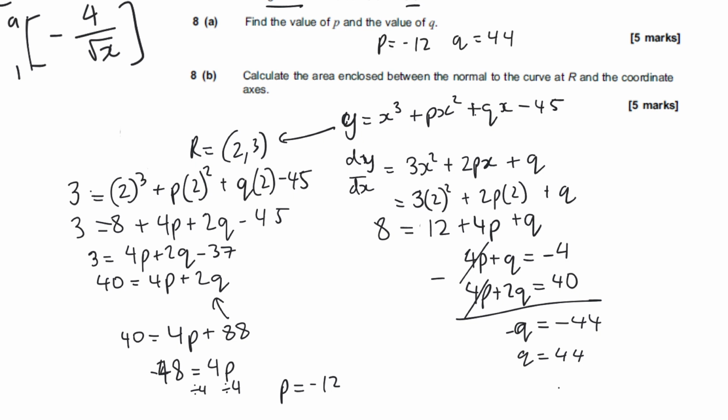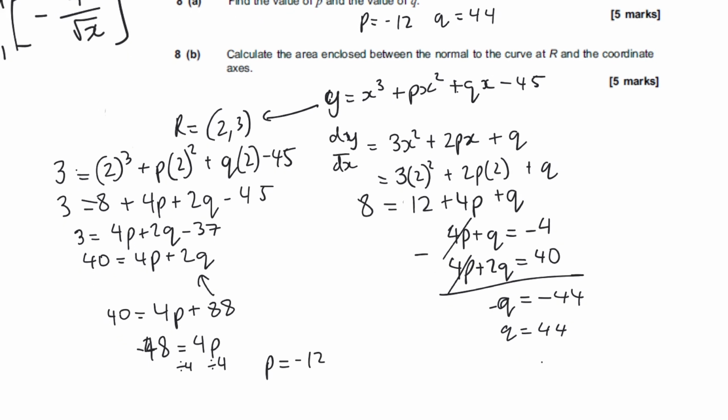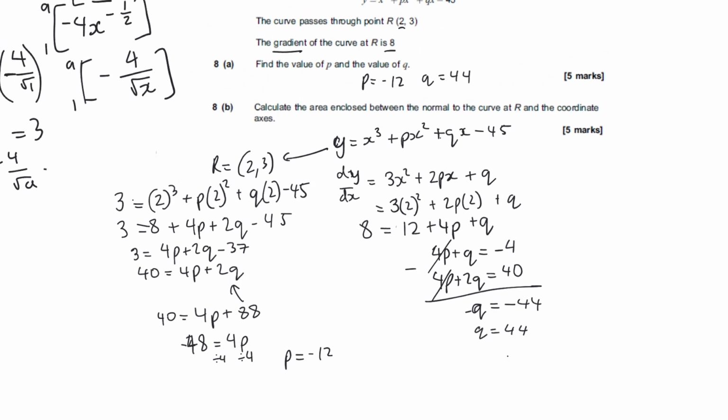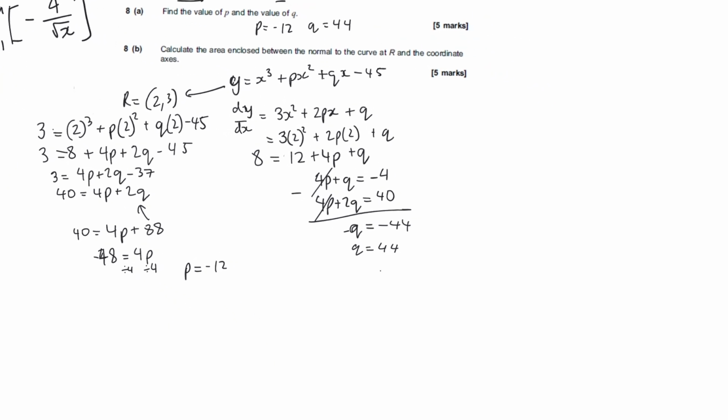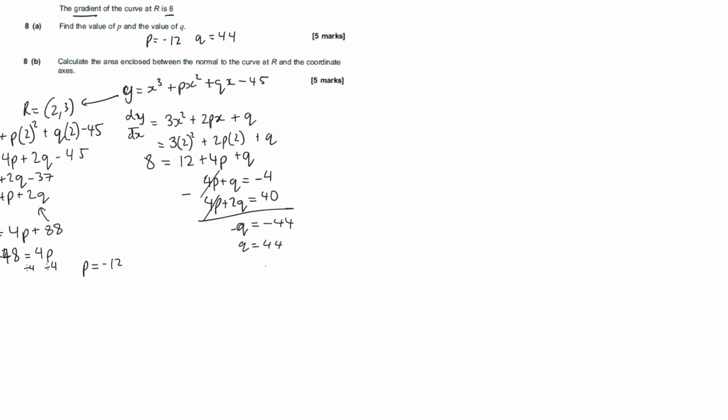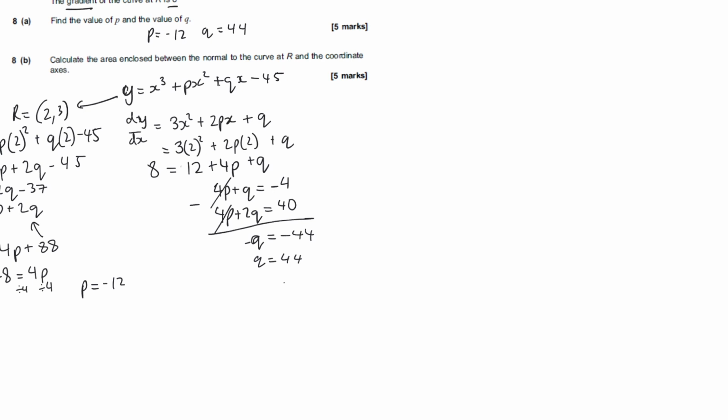44. And then the last bit is now the area enclosed between the normal of the curve at r and the coordinates of the axis. So I thought the best way to show this was to sketch it out, just so you guys understand. So this time we're going this side, we're putting the question here, changing it up. Okay, so I'm going to quickly sketch a graph on the top. Again, this is really not drawn to scale, this is just for the purpose of your understanding.